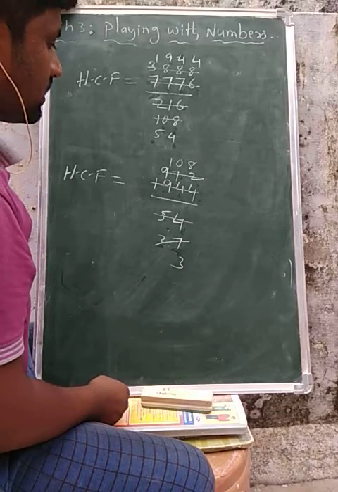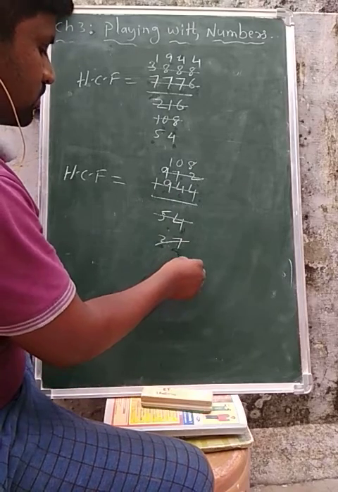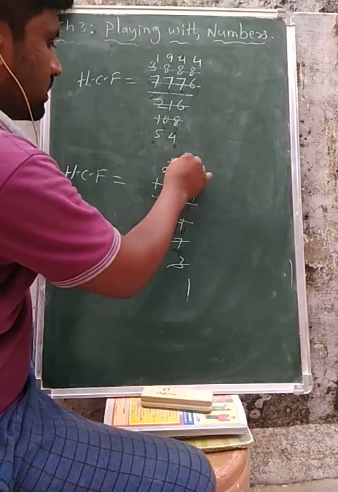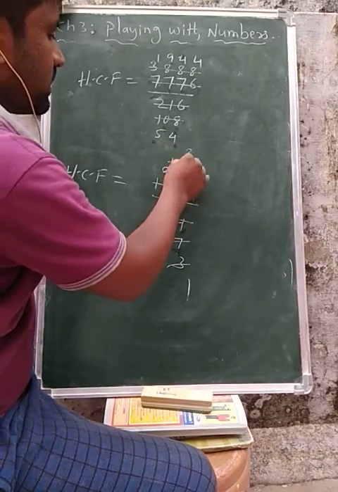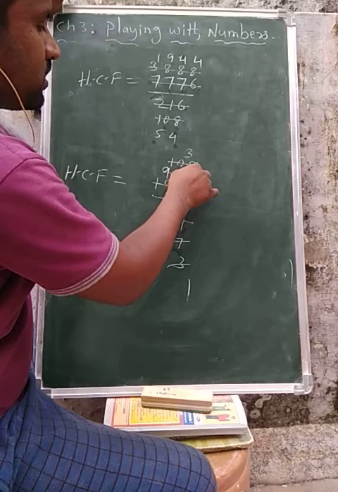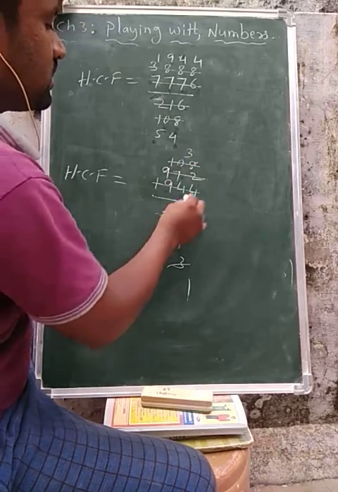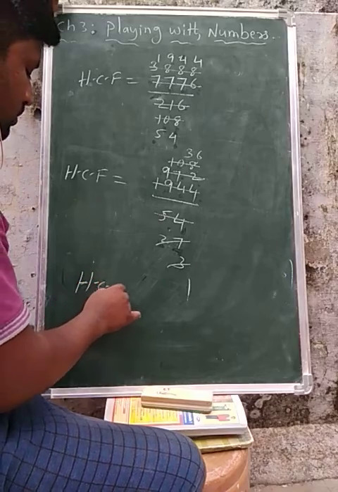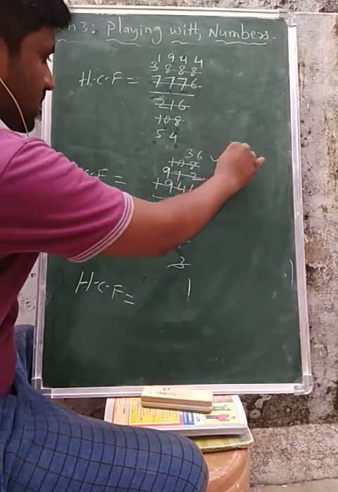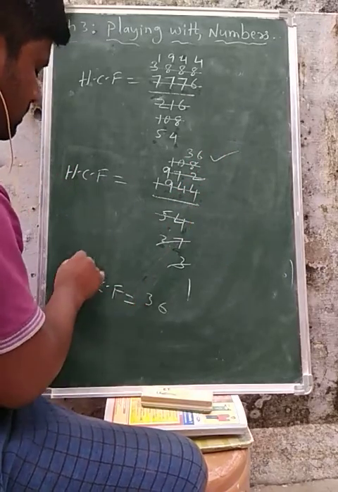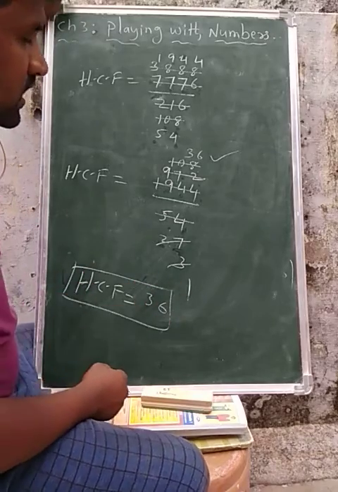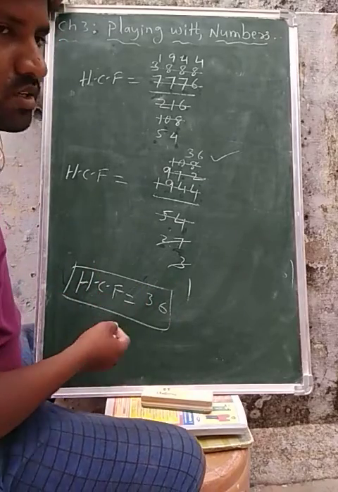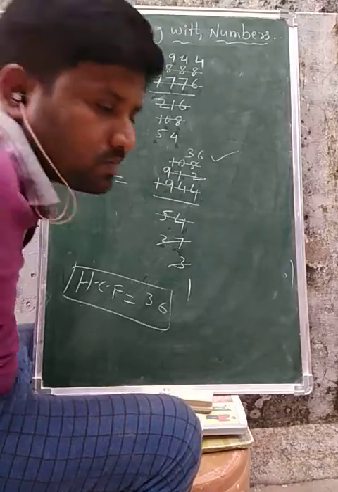Okay. Next I am using the 3 table. 3 1s are 3, 3 3s are 9. Here 1 is there, beside number is 8, means 18. 3 6s are 18. So the HCF, highest common factor, is 36. So this is the required answer for this question. Okay students.